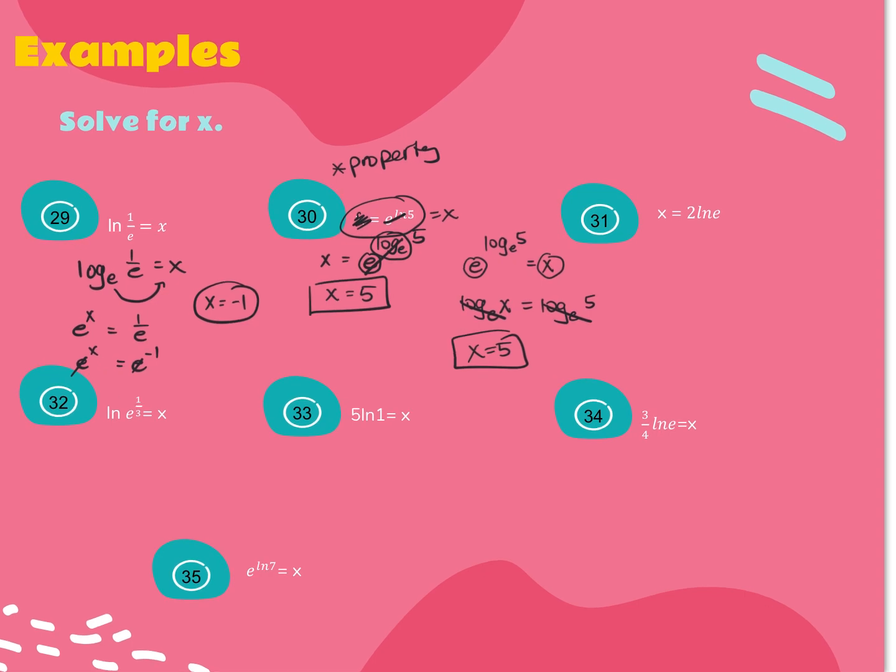Again, when you come over to this one, you could do it the long way, or you can remember the patterns. Remember that we talked about this: this is 2 times log base e of e. And we learned that when you have log base e of e, it's kind of like e to the 1. This cancels, leaving you with just the 1. And so x equals 2.